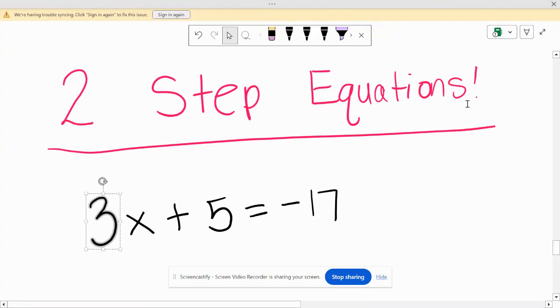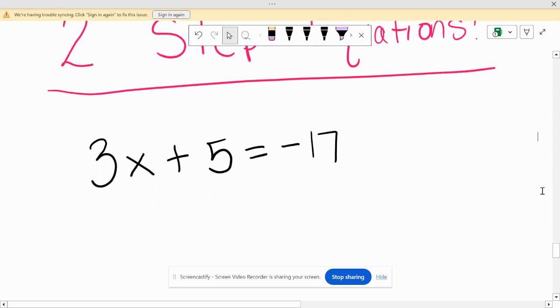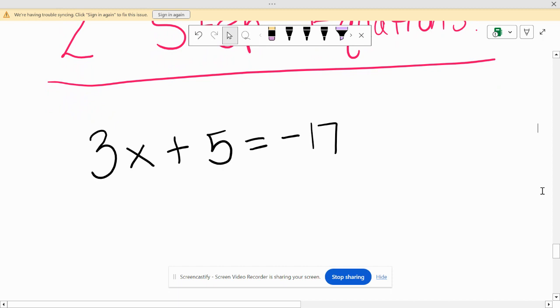Hello, in this video, we're going to take a look at some examples of two-step equations. So let's get started. This first one we have is 3x plus 5 equals -17. So that means 3 times a number plus 5 is going to equal -17. So we need to figure out what is that number to make this equation true.